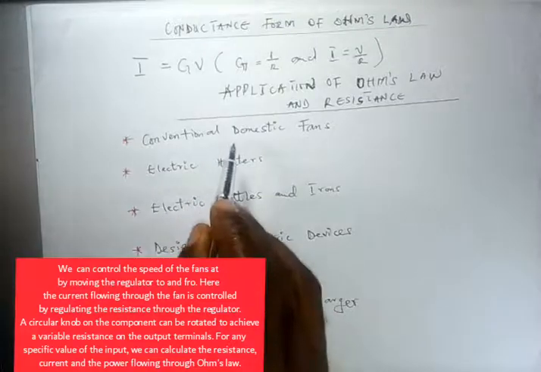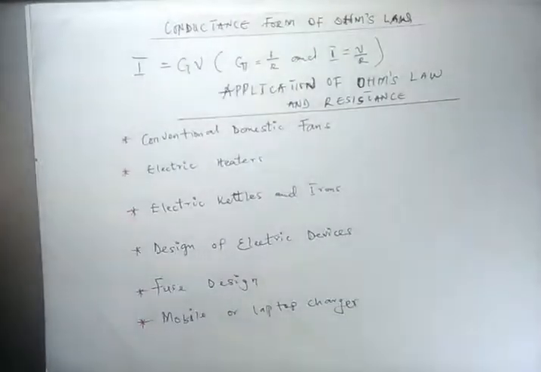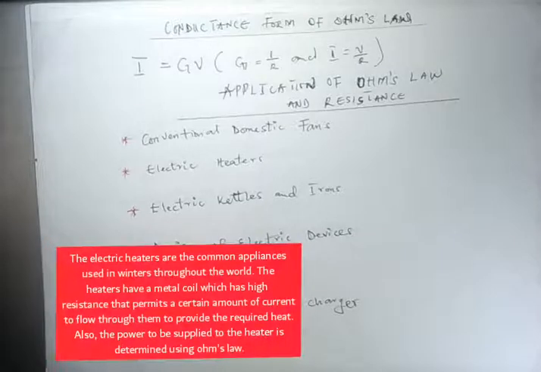Not only that, the second one we are talking about is electric heaters. Electric heaters are common appliances used in winters throughout the world. The heaters have a metal coil which has high resistance that permits a certain amount of current to flow through it to provide the required heat. Also, the power to be supplied to the heaters is calculated using Ohm's law.